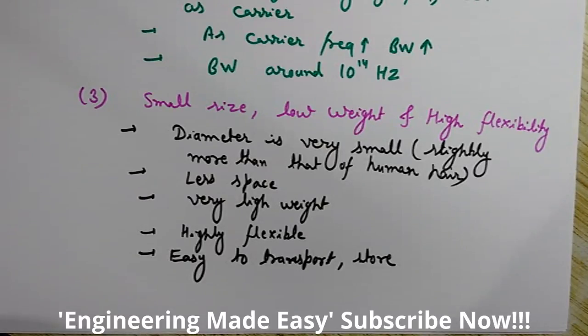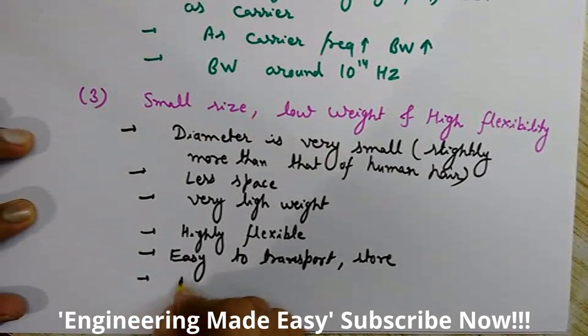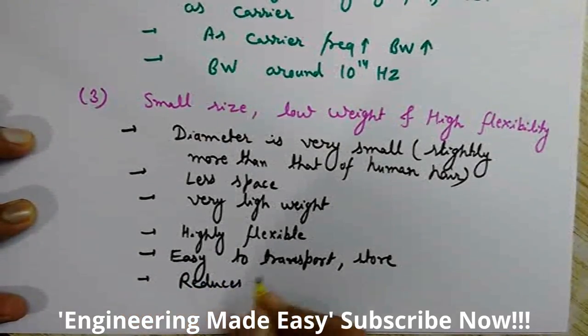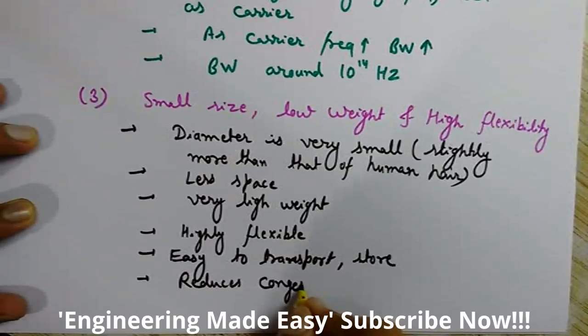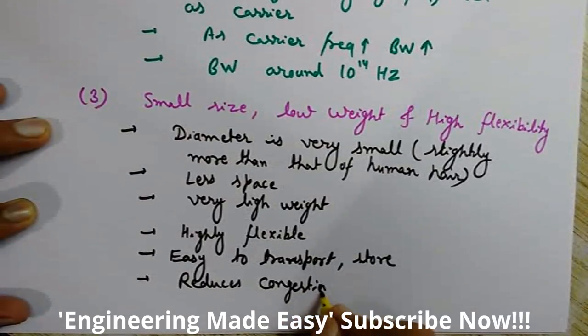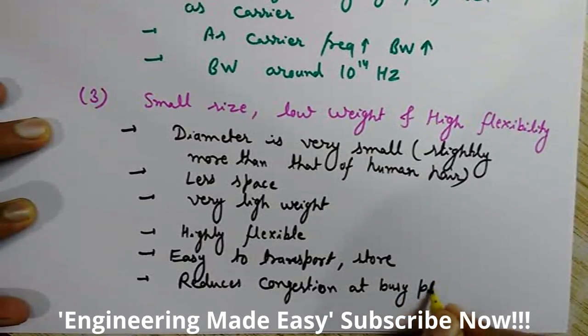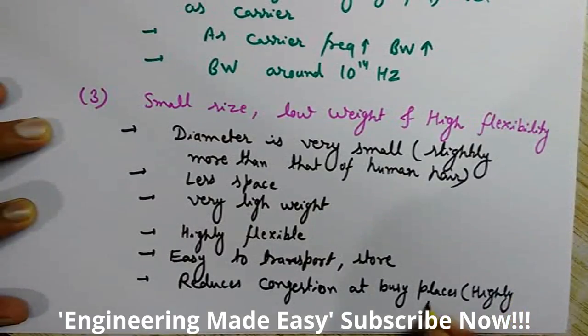And not only this, because of this small size, as it is very thin, the optical fiber network reduces the congestion of a very busy and highly populated place due to its small size. Okay, so it reduces congestion at highly populated places.